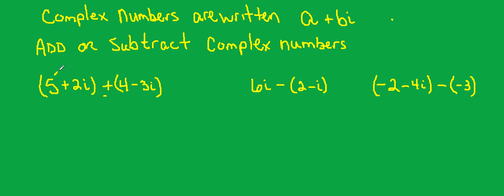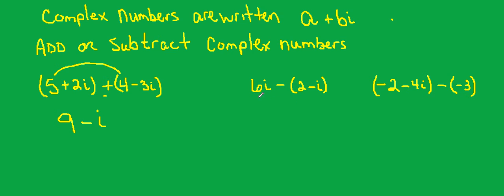So in this case here, I've got 5 plus 4 is 9, and then I've got 2i minus 3i is negative 1i, or negative i, as I like to write it. So that's in the form a plus bi.